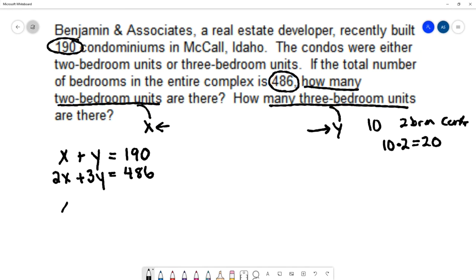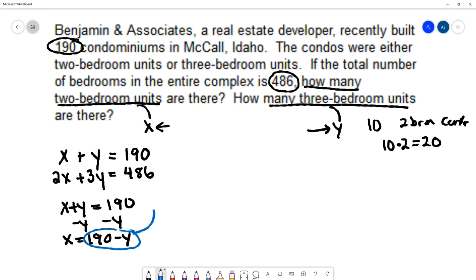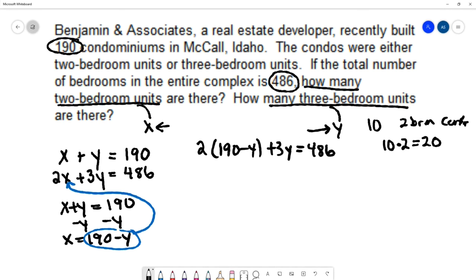We're going to take that first equation, x plus y equals 190, and solve for x, so I'll subtract y. I get x equals 190 minus y. And we're going to substitute that into the other equation. So let's substitute it in for x. And that's going to give us 2 times (190 minus y) plus 3y equals 486. I use the distributive property.